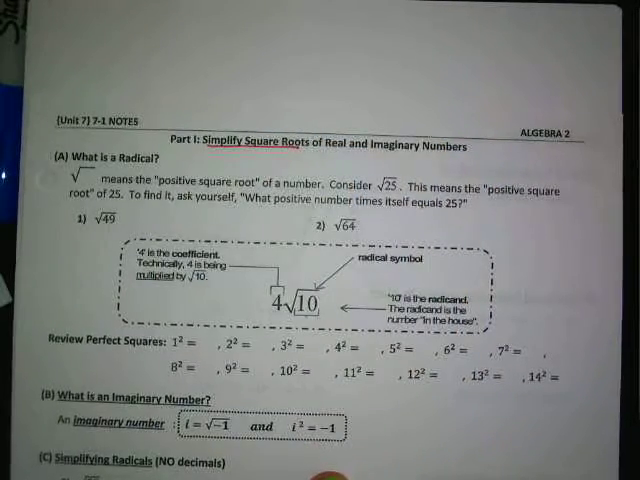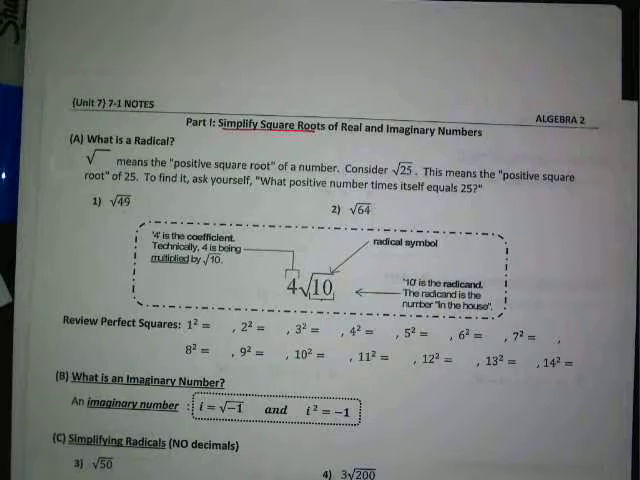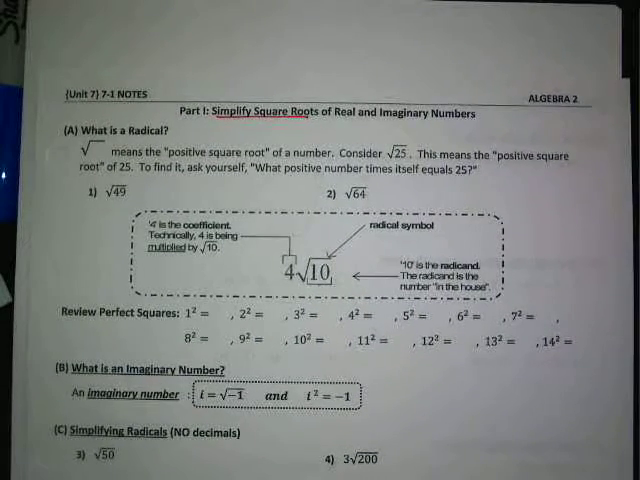I'm not good at square roots. Well, we're going to get good at them. I'm supposed to be. Yeah. Okay, because I'm like, I'm going to get this.